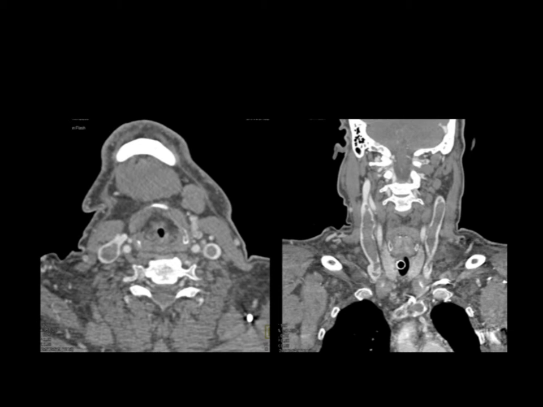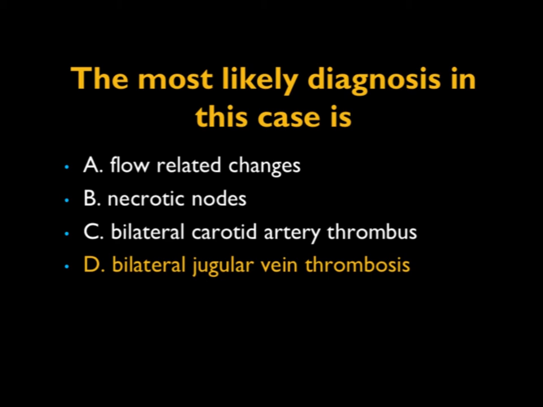Indeed, very impressive. Jugular vein thrombosis can be due to catheter insertion, infection, tumor invasion, hypercoagulability states. Usually it's unilateral. But this is a very unusual case where it's bilateral. And of course, you can see the carotid arteries are medial to this, so it's not carotid artery thrombosis. It's not necrotic nodes, and it's not simply flow-related changes. Just a very, very nice example.